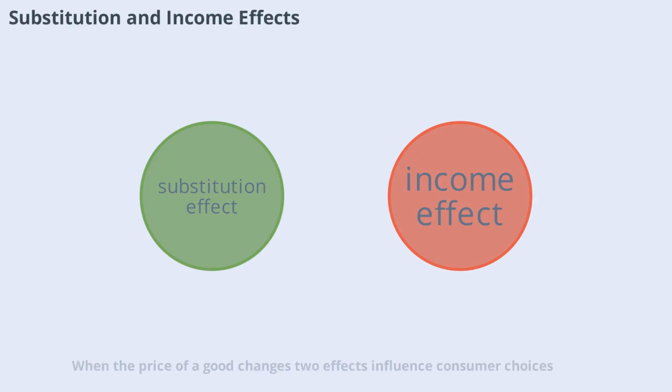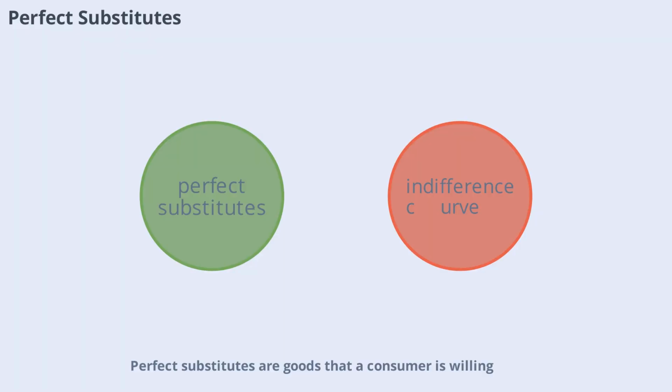When the price of a good changes, two effects influence consumer choices: the substitution effect and the income effect. The substitution effect occurs when consumers switch to relatively cheaper goods, while the income effect reflects the change in purchasing power. Both effects are rooted in utility and preferences, helping explain how and why demand changes in response to price shifts.